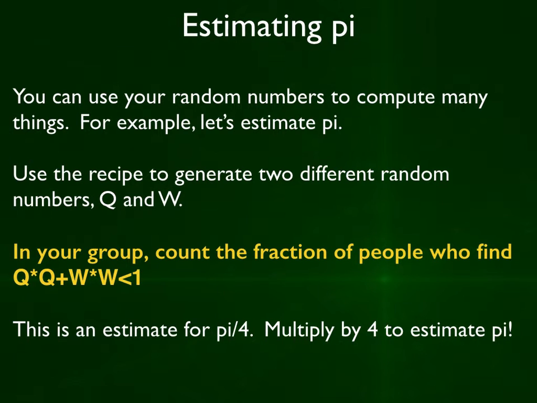For example, let's estimate the mathematical value of pi. So use the recipe to generate 2 different random numbers, q and w. Now each person compute q times q and write that down, and then compute w times w and write that down. And now in your group, count the fraction of people who find q times q plus w times w is less than 1. As it turns out, this is actually an estimate for pi divided by 4, so if you multiply the fraction of people who found q times q plus w times w is less than 1 by the number 4, this is actually an estimate for pi.